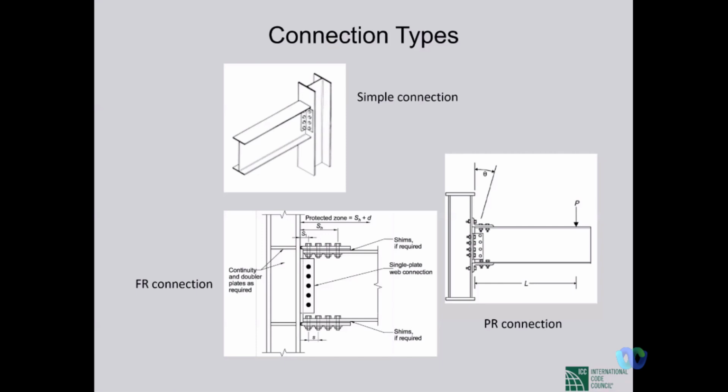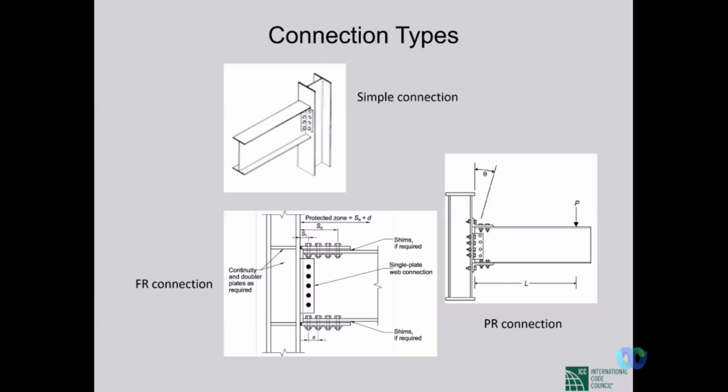So when the beam is connected to the web, shear stresses are transferred, but the flexural stresses are not transferred, since the flanges are not connected with the column. So that is a simple connection, and this is called simple shear connection too.